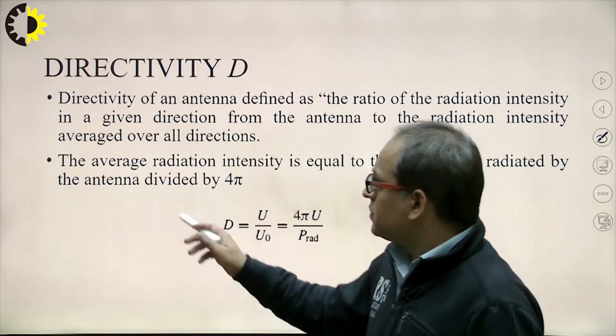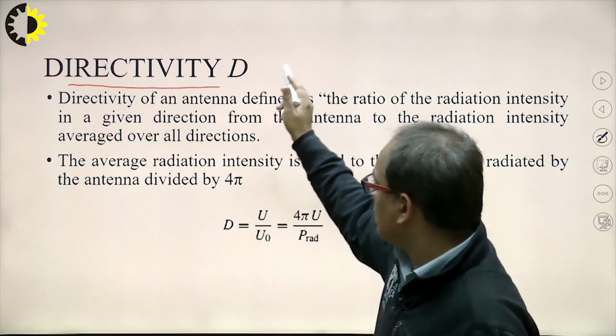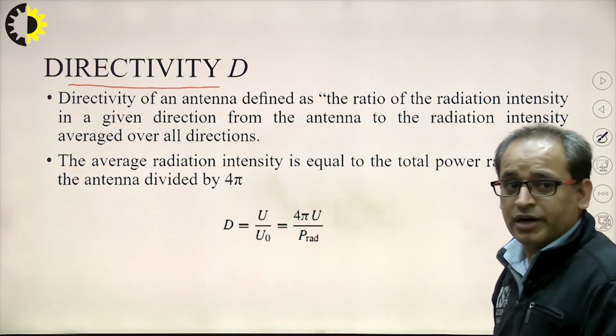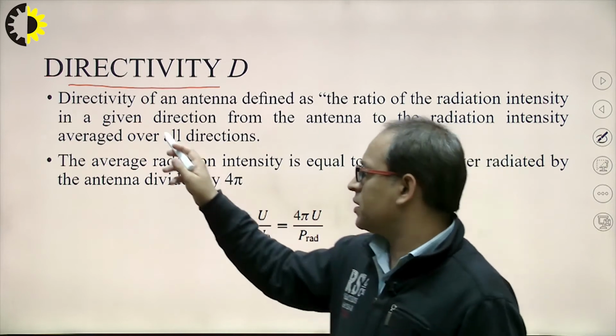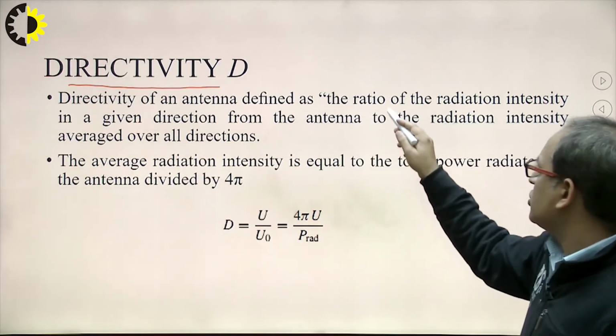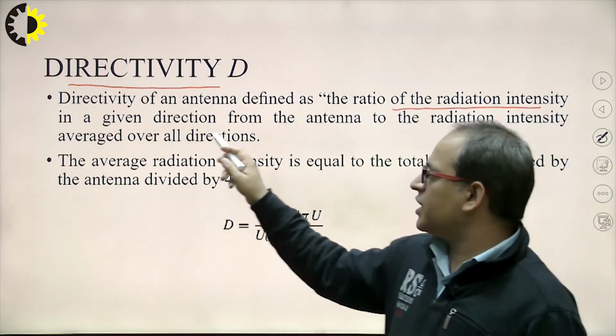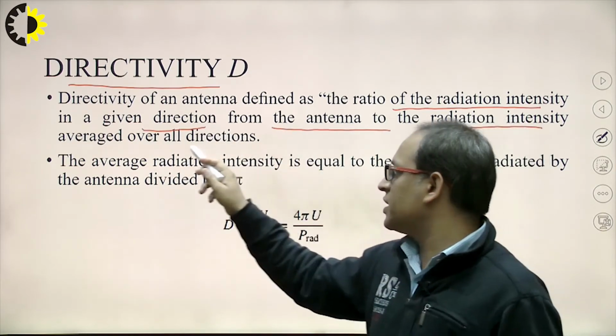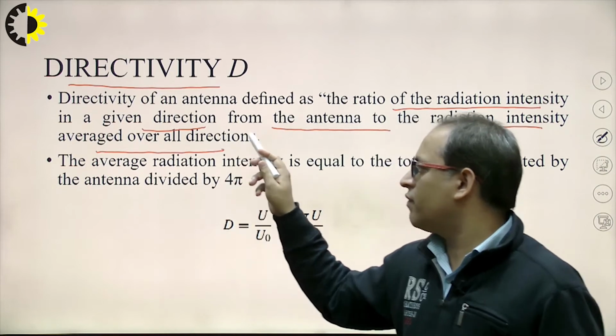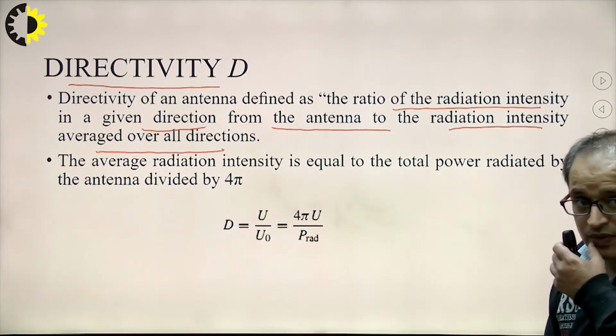So the next term is the directivity. It is an important, fundamental parameter for the antenna. Directivity is defined as the ratio of the radiation intensity in a given direction from the antenna to the radiation intensity averaged over all directions.